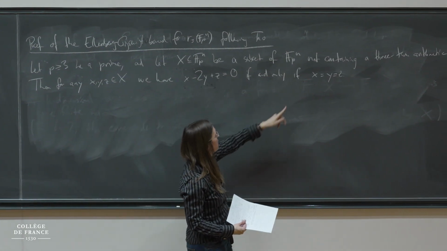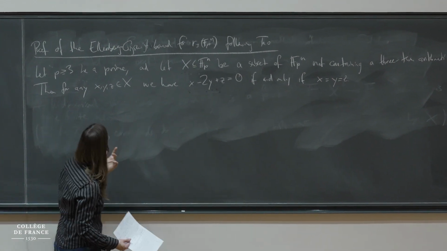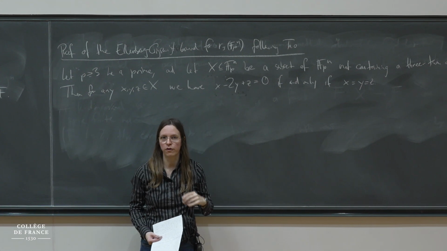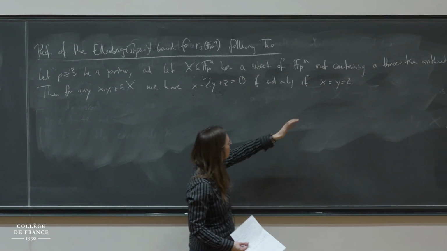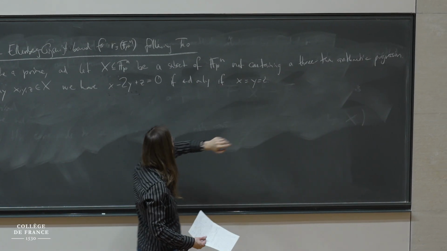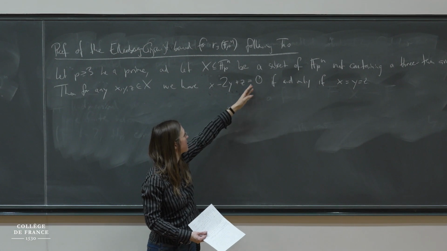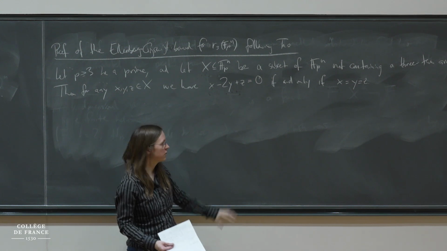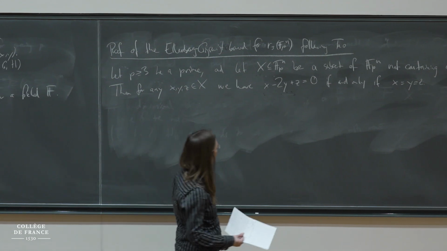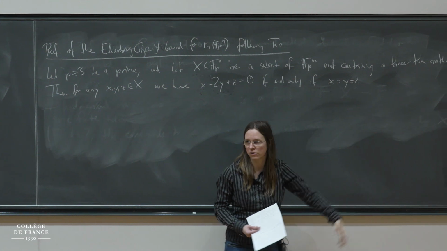Well, if x, y, and z are distinct, they don't form a three-term progression because we assume that X doesn't contain three-term progressions. And therefore, we can't have x minus 2y plus z equals 0, otherwise they would form a three-term progression. So now the last case is if two of x and y agree and the third is different, so for example x equals y but z is different, then you can check that this equation also doesn't hold. Because if x and y agree and this equation holds, then z also has to agree with them. So indeed, using that X doesn't have any three-term arithmetic progressions, we showed that this equation holds for vectors x, y, z in X if and only if they're all equal.